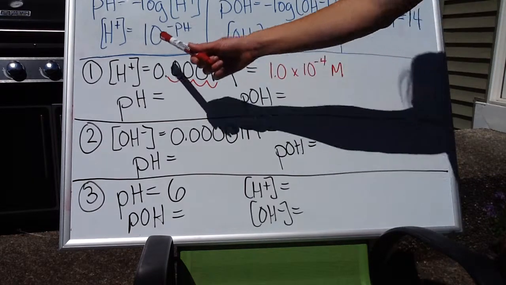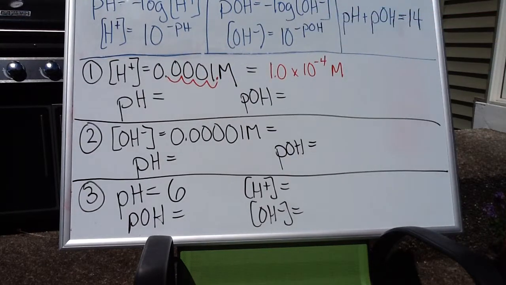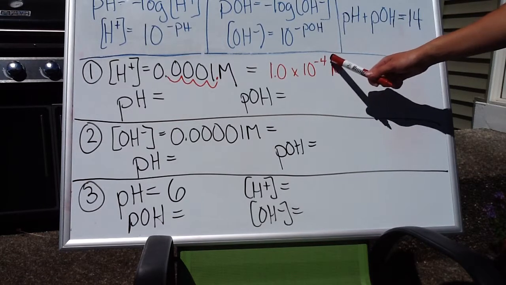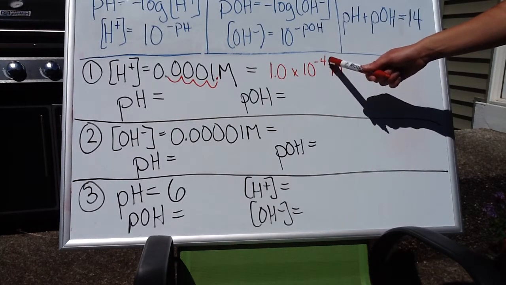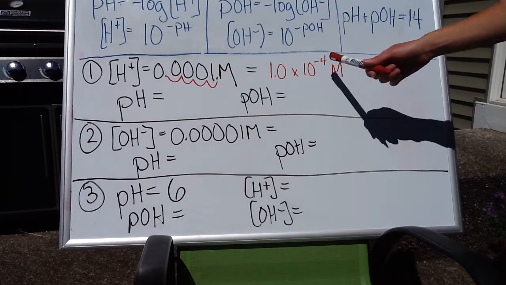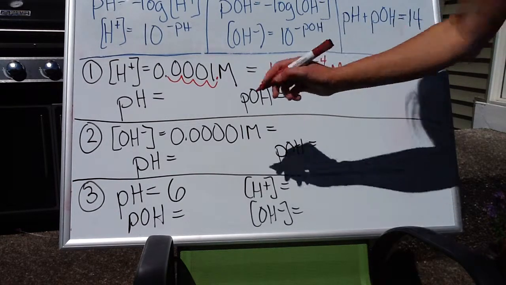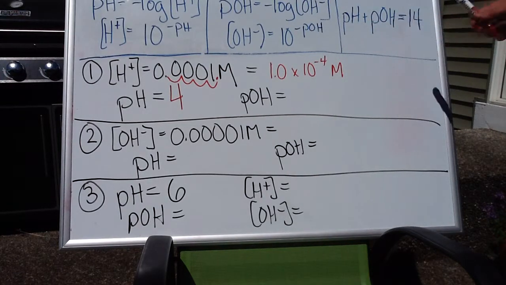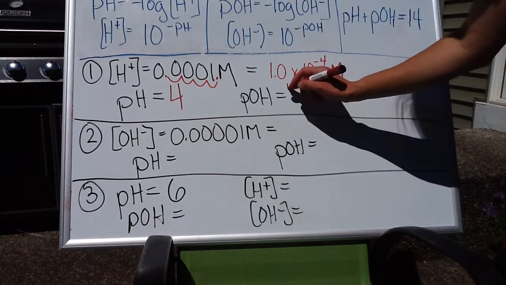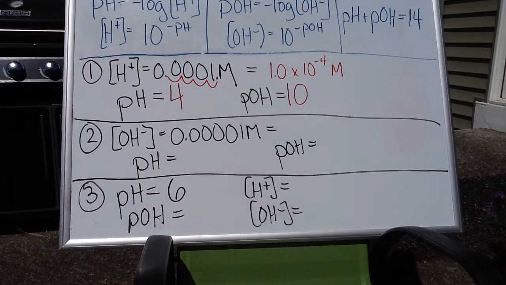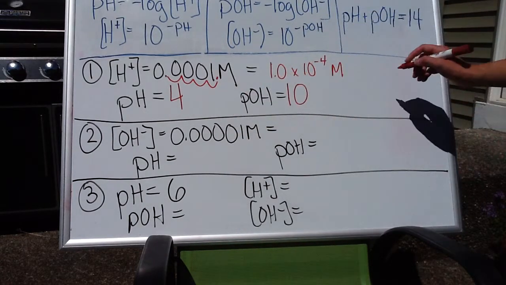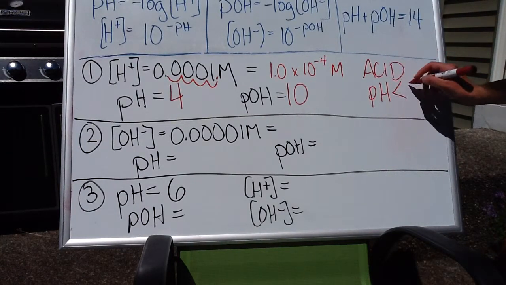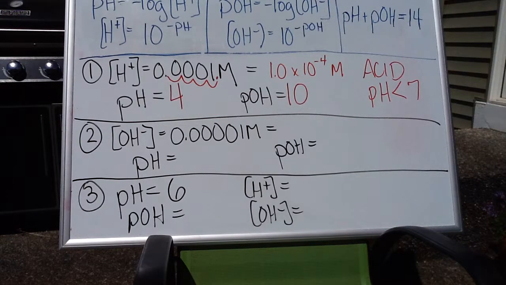And since the hydrogen ion concentration is 10 to the negative pH, and we see here that our hydrogen ion concentration is 10 to the negative 4th, that means this exponent is going to be the same as my pH. So I can look here and say, well, my pH must be 4. And since my pH plus my pOH must be 14, that means my pOH must be 10. And since the pH is 4, that means that this substance is going to be an acid, because all things with a pH below 7 will be acids.